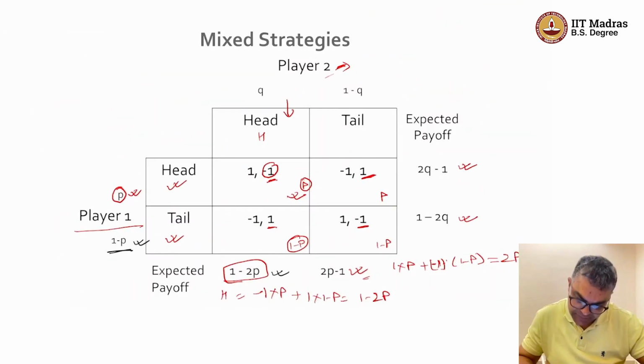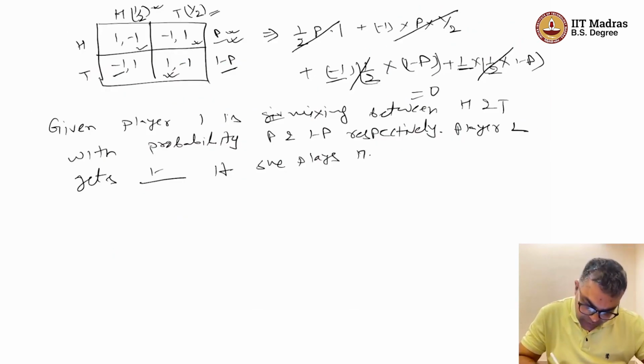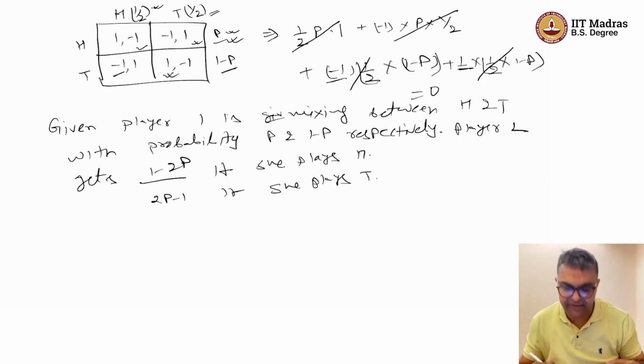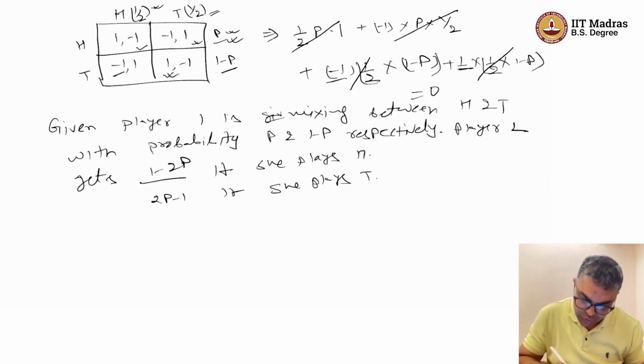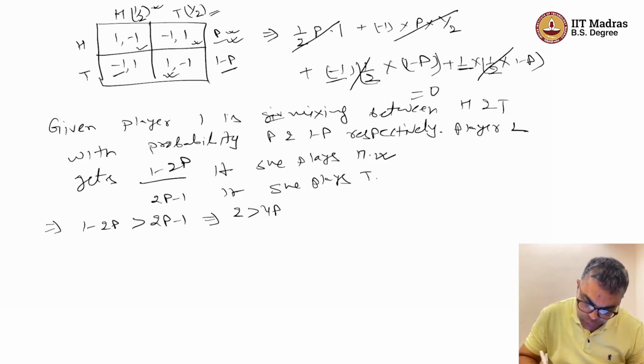We have to see the number. What is that? She gets 1 minus 2p, and 2p minus 1 if she plays t. So I have repeated exactly the same thing, and so clearly what would she do? She will play h if 1 minus 2p is greater than 2 minus p, or 2 is greater than 4p, or p is less than half.